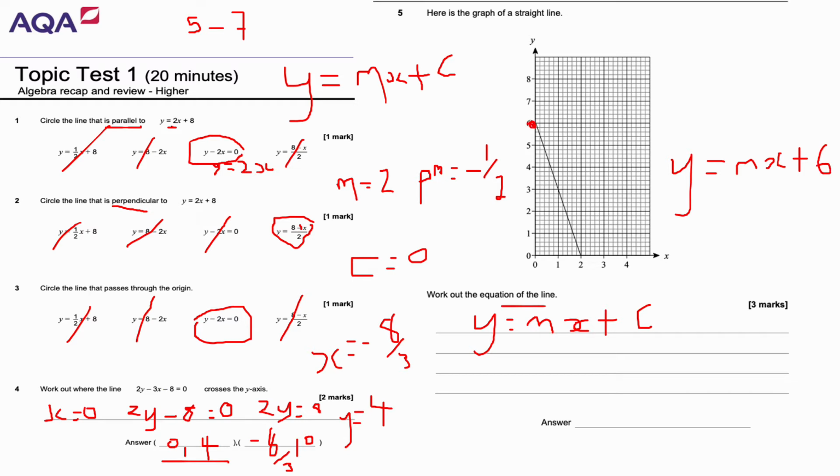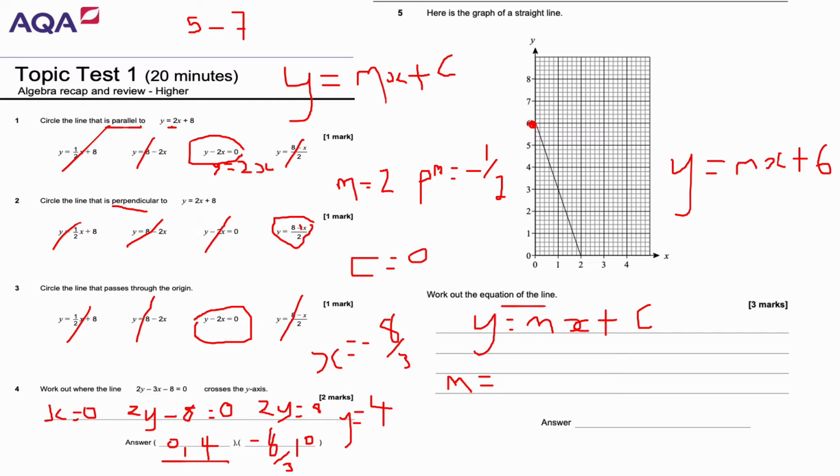Knowing what my m and plus c stand for: m is gradient, so how steep it is, and c is my y-intercept, and I know it crosses the y-axis at 0, 6, or just 6. Now what I need to do is work out the gradient. So the gradient is the change in y divided by the change in x.